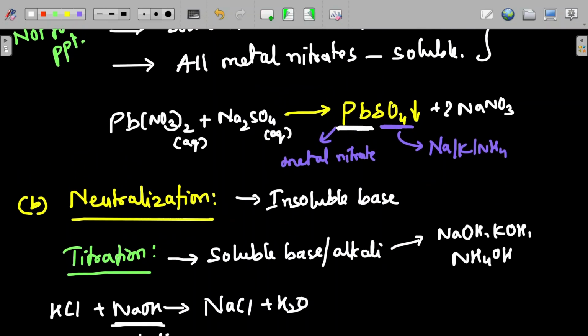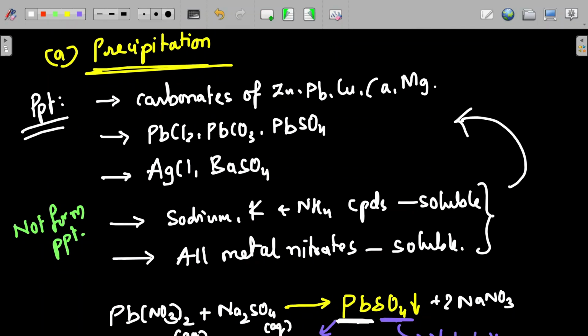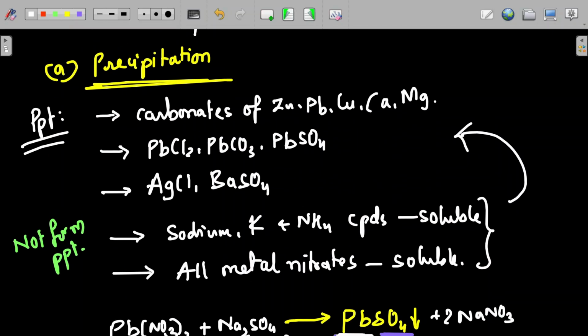Fine. Any doubts in this? This is very important. These points will help you to write the precipitation reactions. Let's take some examples.